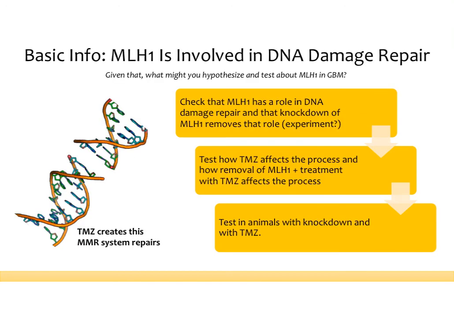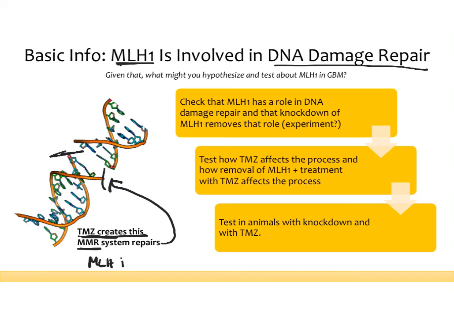So as a brief example, let's say that we looked at MLH1 and we know that it's involved in DNA damage repair. And we also know that TMZ creates these double-stranded breaks in DNA that you see here, and that the DNA damage repair system, or the MMR system, is what comes in and repairs these. And now we know that MLH1 plays a role in MMR.